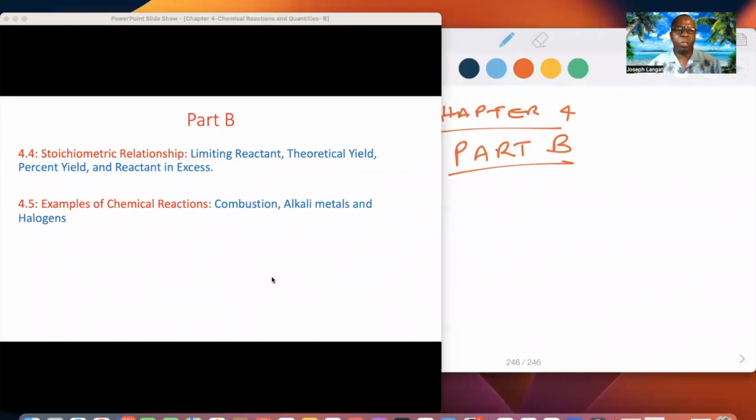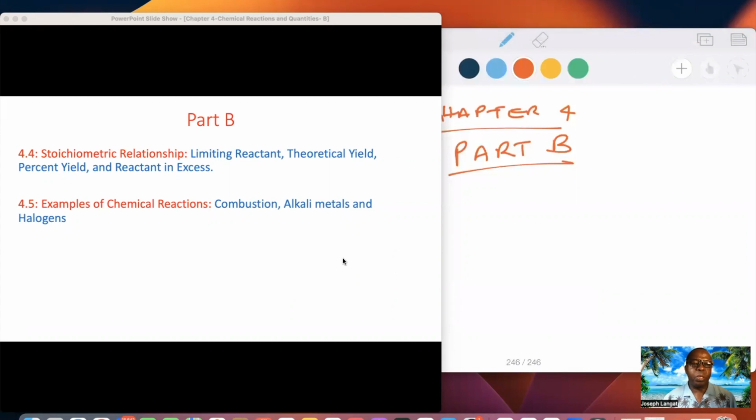Welcome to part B of chapter 4, chemical reactions and chemical quantities. I do have two sections in part B to wrap up chapter 4. Allow me to share my screen and we will get started. And these are the two sections I would like to cover in part B.